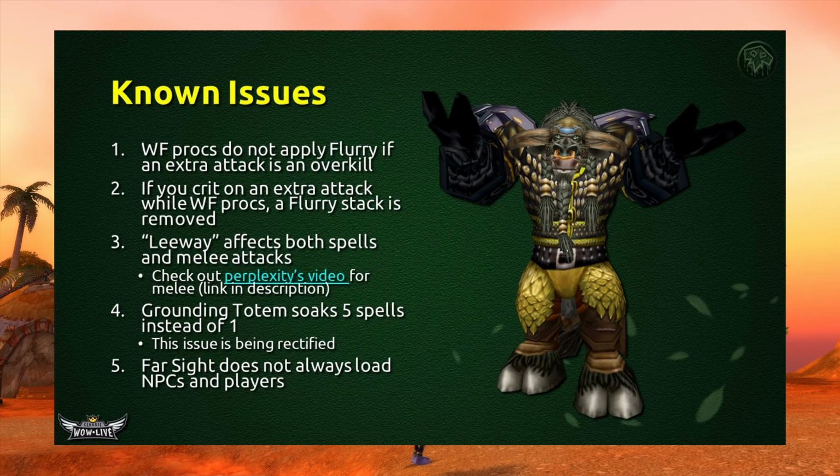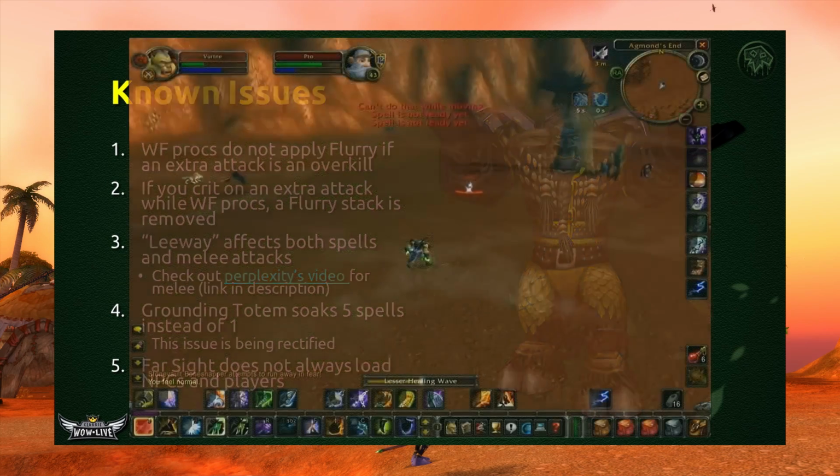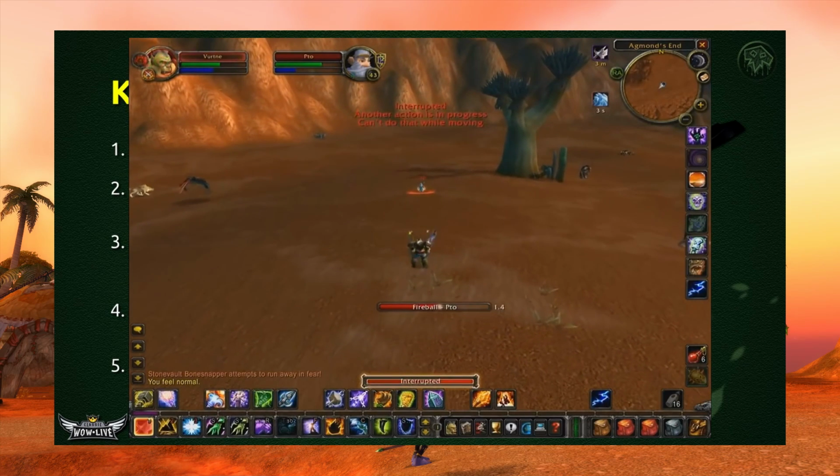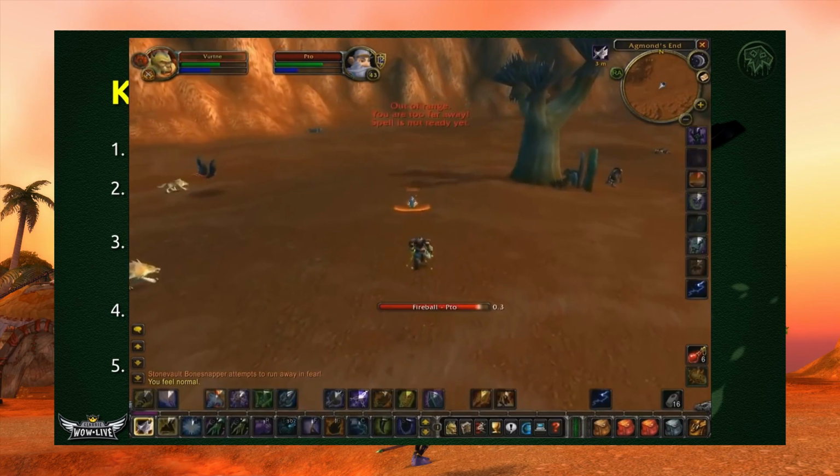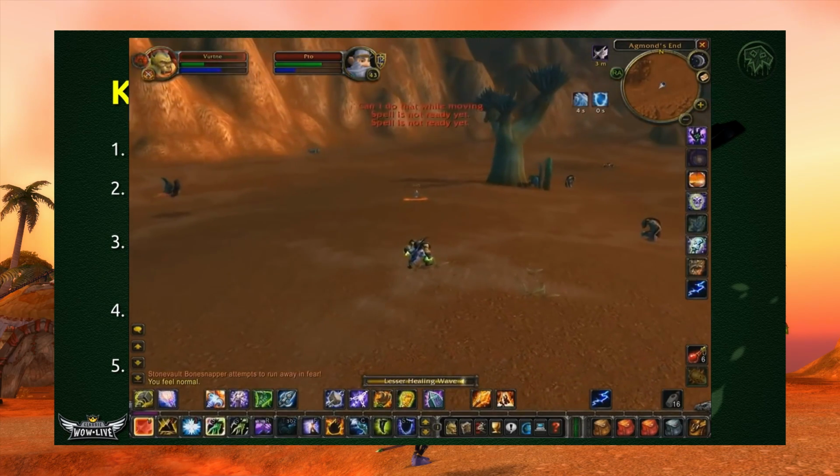The next one is that Grounding Totem soaks 5 spells currently instead of 1. This clip is from vanilla, and you can see that the shaman places the totem down when the projectile is coming out. The projectile destroys the totem immediately. Grounding Totem should only soak 1, not 5.